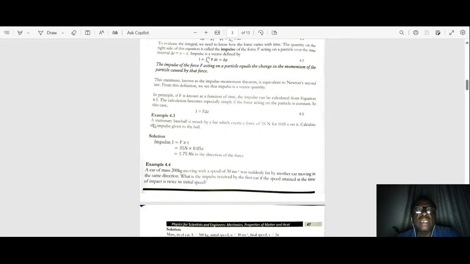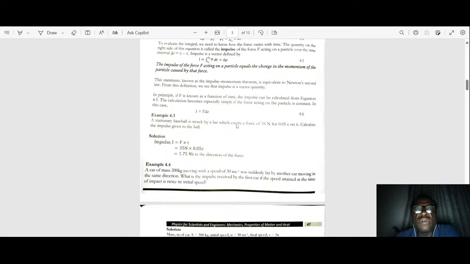So look at the example 4.3. A stationary baseball is struck by a bat which exerts a force of 35 Newton for 0.05 seconds on it. Calculate the impulse given to the ball.